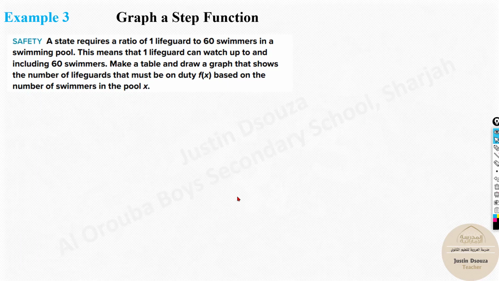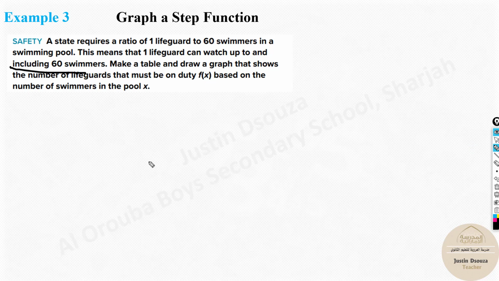Now we have some real world problems on step functions. See, in a real world problem, it might change, it might vary depending on the situation. Now let's see the problem. A state requires a ratio of 1 lifeguard to 60 swimmers in a swimming pool. This means that 1 lifeguard can watch up to and including 60 swimmers. This is very, very important.